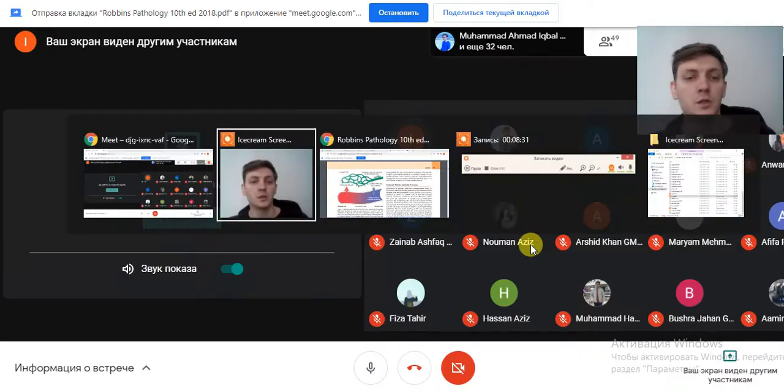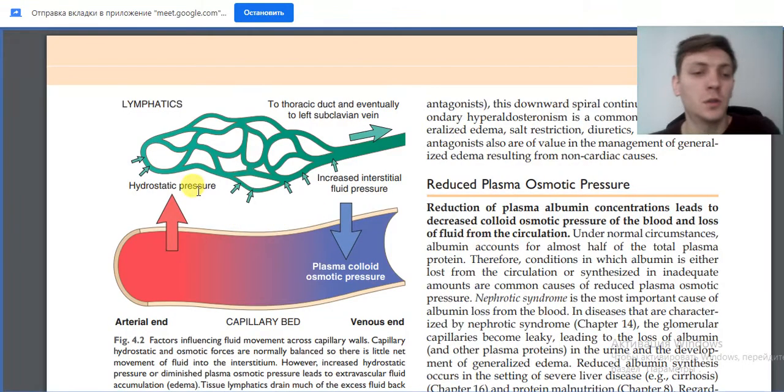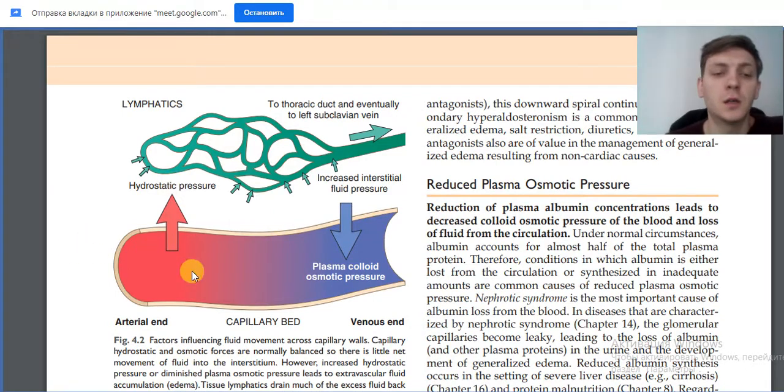You know that we have blood intake from the arterial end, and all the oxygen, nutritional substances and water enter the microcirculatory bed in the connective tissue which surrounds the blood vessel. Most of this water returns back under the influence of plasma colloid osmotic pressure. Most of this interstitial fluid returns.